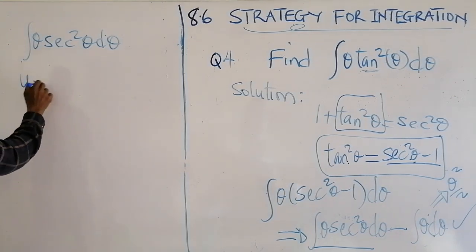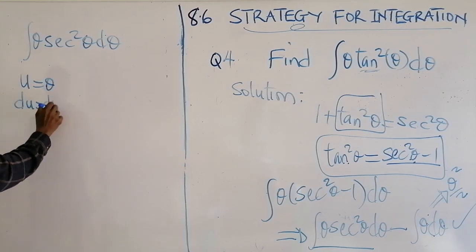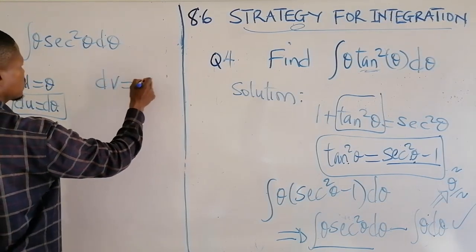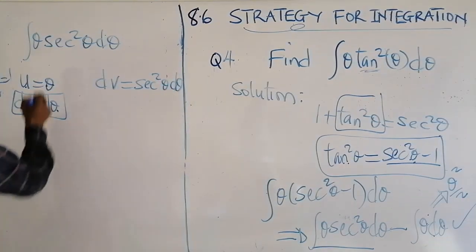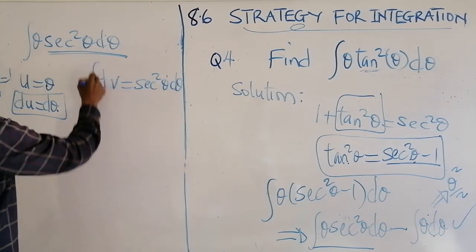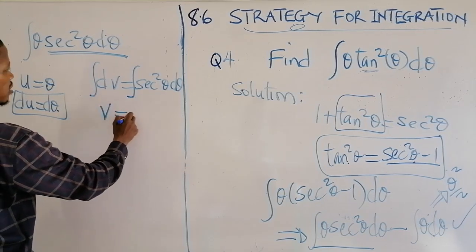What we're going to do now is look for the one that is differentiable. So that will be u, which is theta. Then du with respect to theta will be d theta. Then v is equal to the integral of sec squared theta d theta. So this is your v. Integrate this one, and if you do that, v is equal to tan theta.